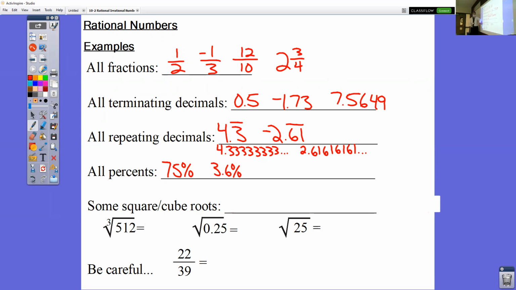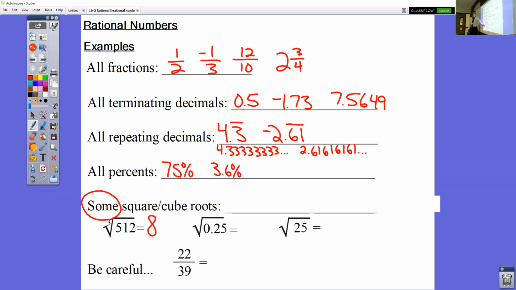Now, here's where you have to be careful. Some square roots and some cube roots, all right? Notice the word some. Not every single square root, not every single cube root is rational. We'll see some of them that are not rational in a second. If you type in the cube root of 512 in your calculator, you get an answer of 8. 8 is a rational number.